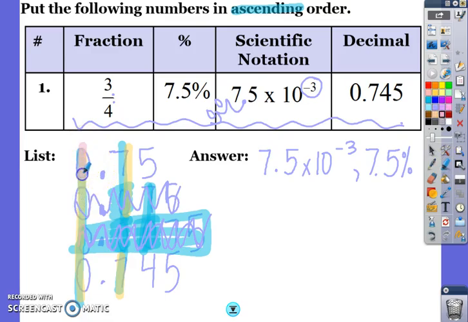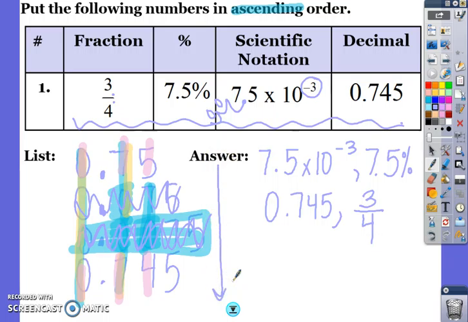Now we're looking for 0, 0. That's good. 7, 7. Still even. 5, 4. Which one's least? The 4. So that's our next number, 0.745. And then last but not least, the 3/4. Now don't be lazy with this. Do both steps. Turn them all into decimals and stack them, and then put them in order from least to greatest. You will get them right every single time, especially with your new calculator trick.